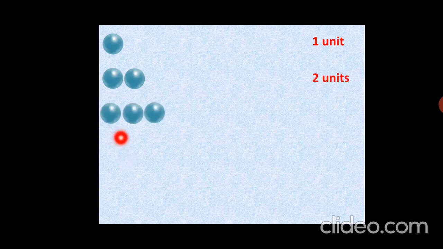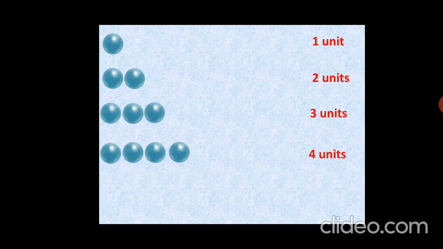Here we could see one bead, that is 1 unit. Here 1, 2 beads, that means 2 units. 1, 2, 3, 3 beads, 3 units. 1, 2, 3, 4, 4 beads, 4 units. 1, 2, 3, 4, 5, 5 beads, 5 units.